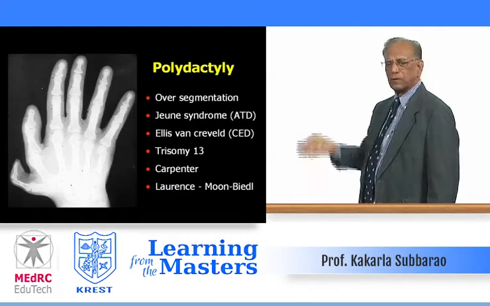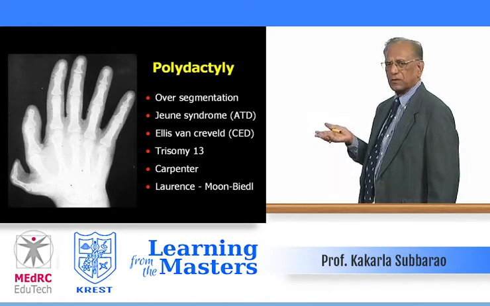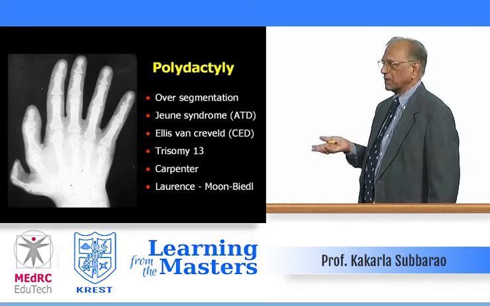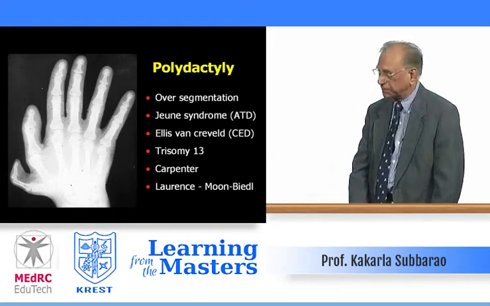We can get various conditions, oversegmentation, June syndrome, chondroectodermal dysplasia, or otherwise called Ellis-van Creveld syndrome, Trisomy 13, Carpenter syndrome, Laurence-Moon-Biedl syndrome, where there is polydactyly, mental retardation, and some renal changes.